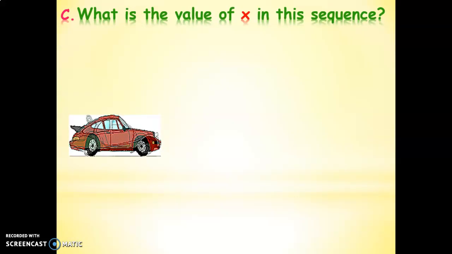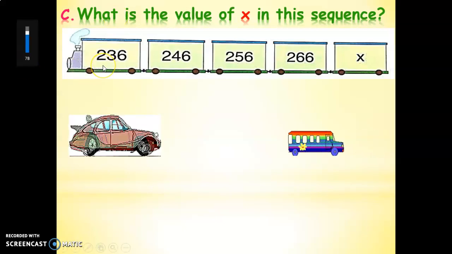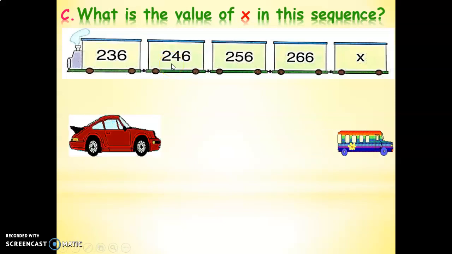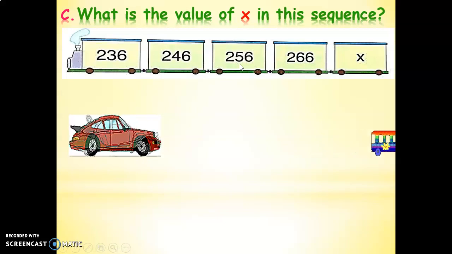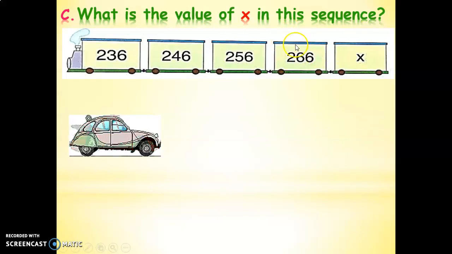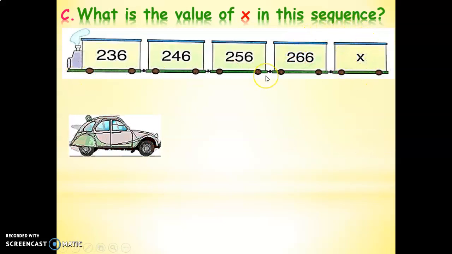Now the next part, letter C. Try to find the value of x in this sequence. So from the example, let's start off with 236, and now we have 246. The next number is 256. The next number is 266. You have to try to find the value of the letter x for this number sequence.